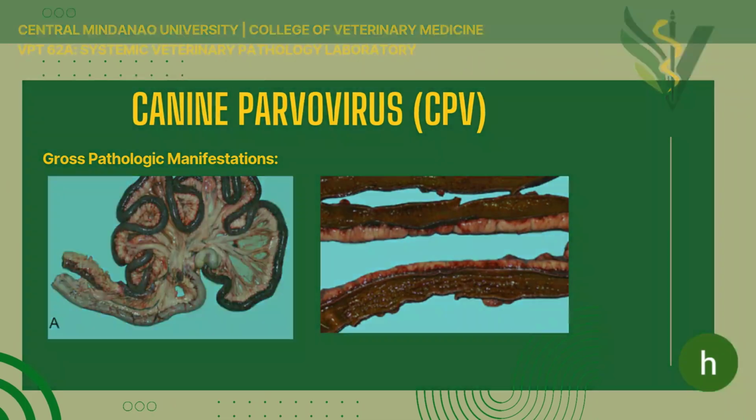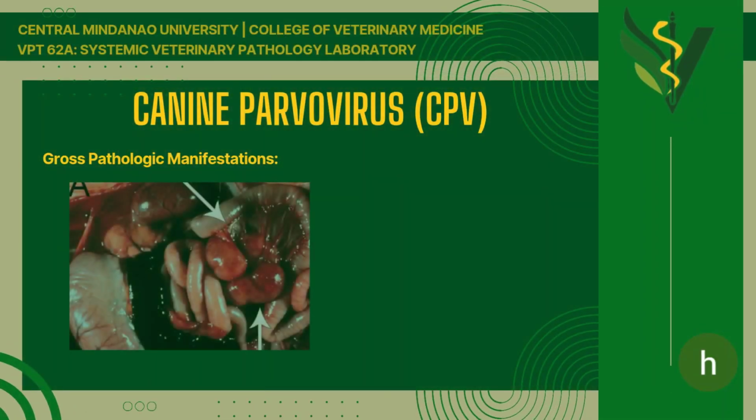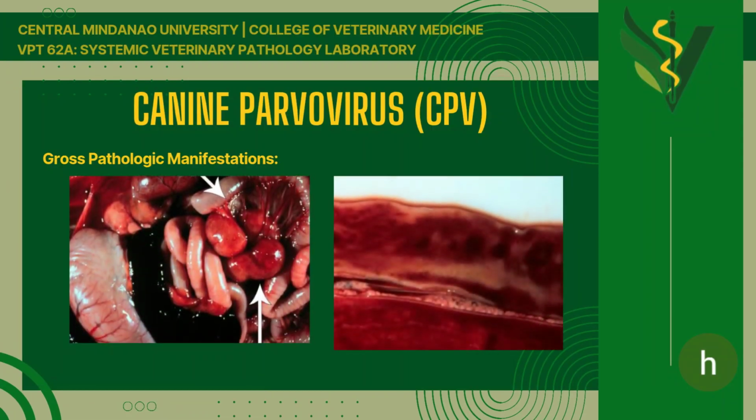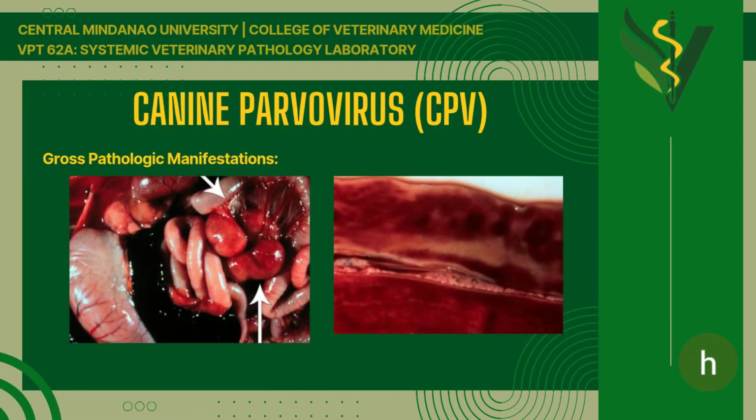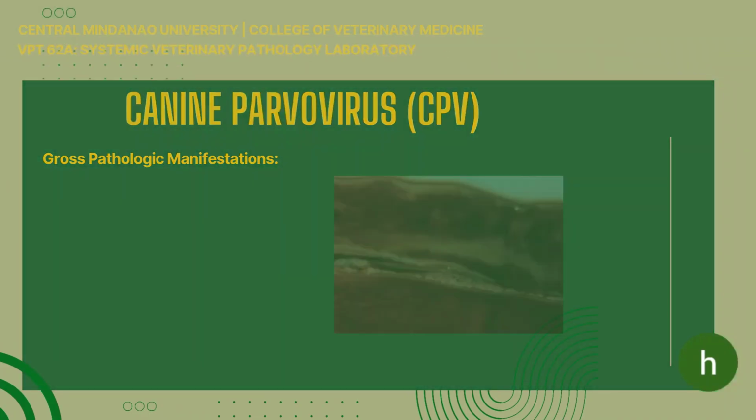On examination of the bone marrow, particularly in long bones, the marrow may appear pale, indicating myeloid depletion. In very young puppies with the cardiac form, the myocardium may appear pale and flabby, and the heart chambers may be dilated. In summary, the hallmark gross lesion of canine parvovirus infection is severe hemorrhagic enteritis accompanied by dehydration, lymphoid depletion, and bone marrow suppression.